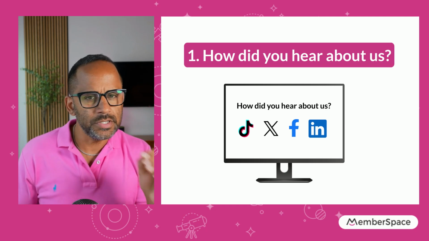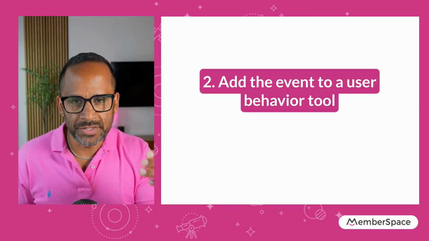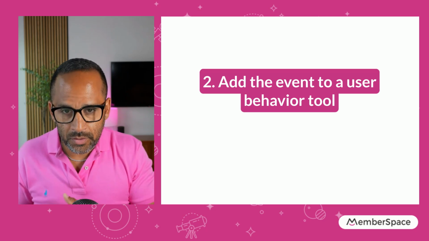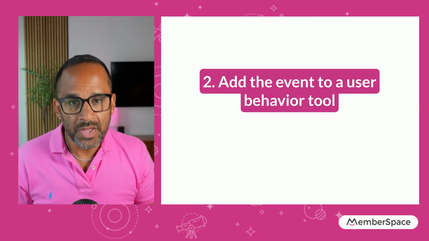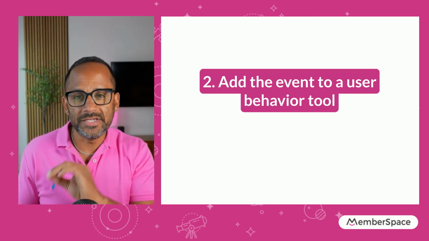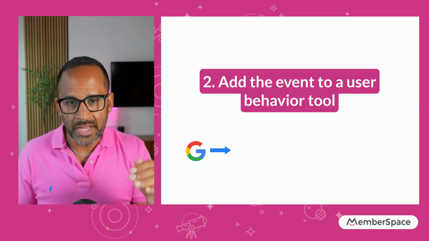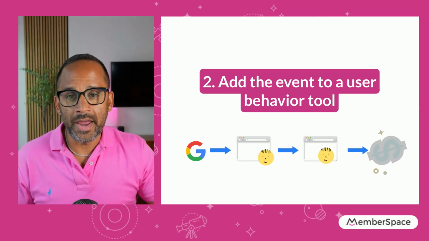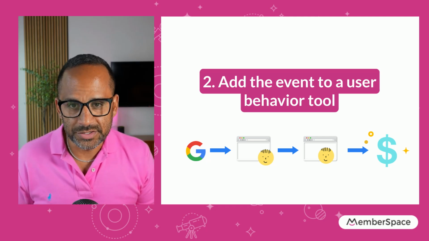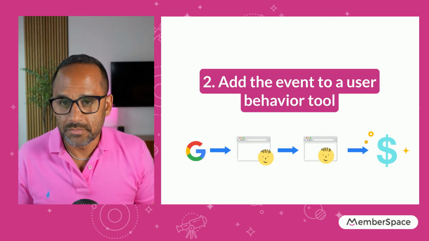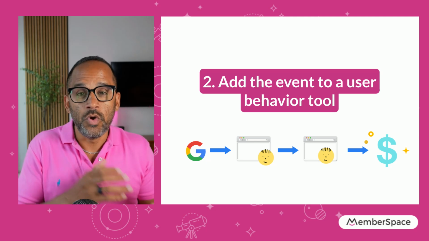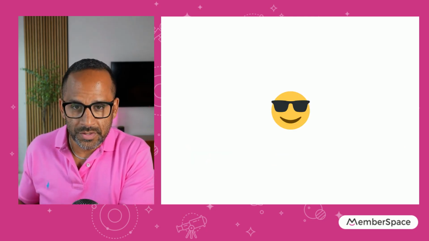And then step two is a little bit more tricky, but you're going to want to add those results of that question as an event in a user behavior tool like Mixpanel or Amplitude. These tools assign a user ID to each new user they recognize, and they track that ID throughout the user's customer journey. And as long as you have other events tracked, such as when a user makes a payment, you're going to be able to see how much revenue came from which original source.